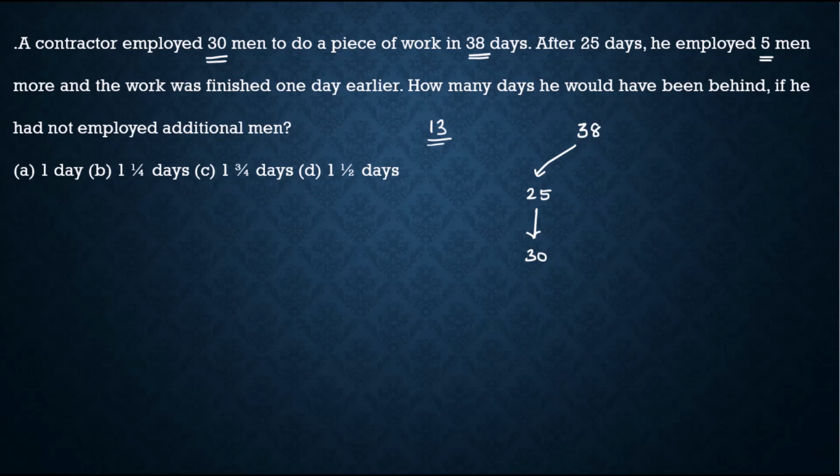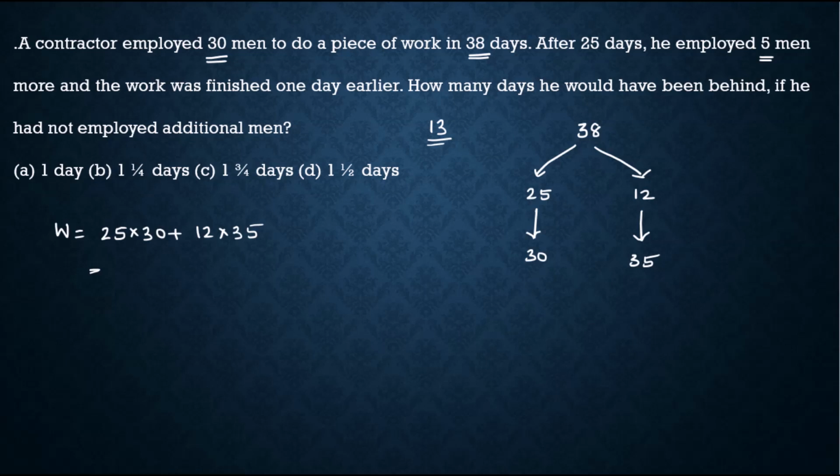When he employed 5 more men after 25 days, he was able to finish his work 1 day prior to the scheduled time. That means he finished his work in 37 days. That means for the remaining 12 days, there were 35 workers. That means his total work was 25 into 30 plus 12 into 35.